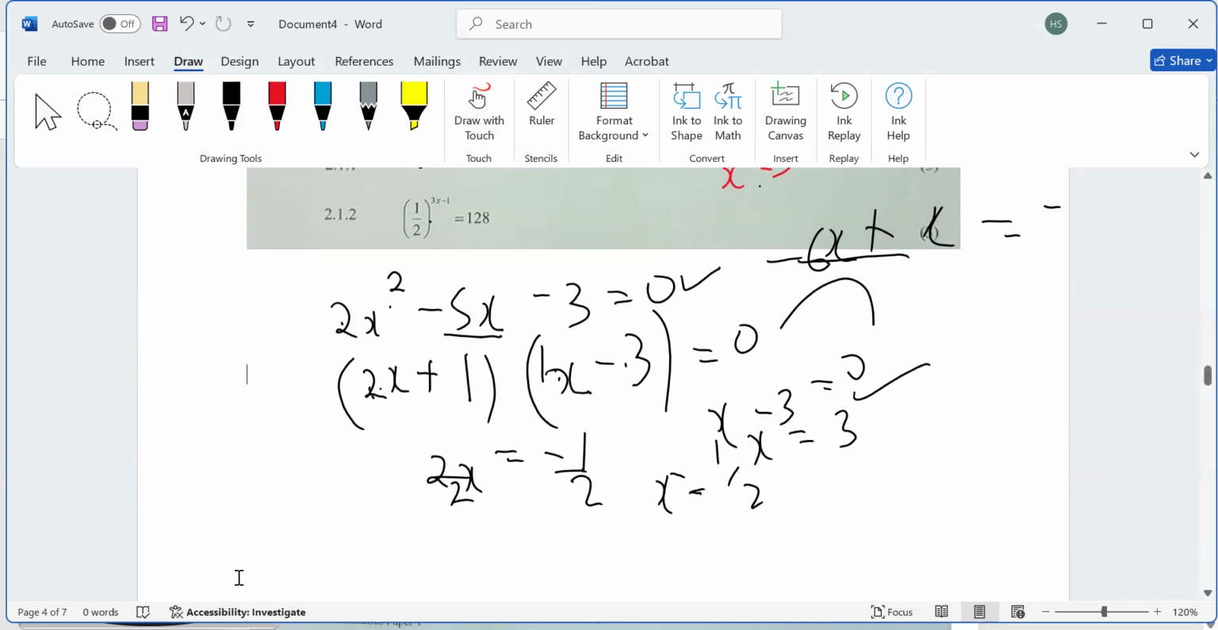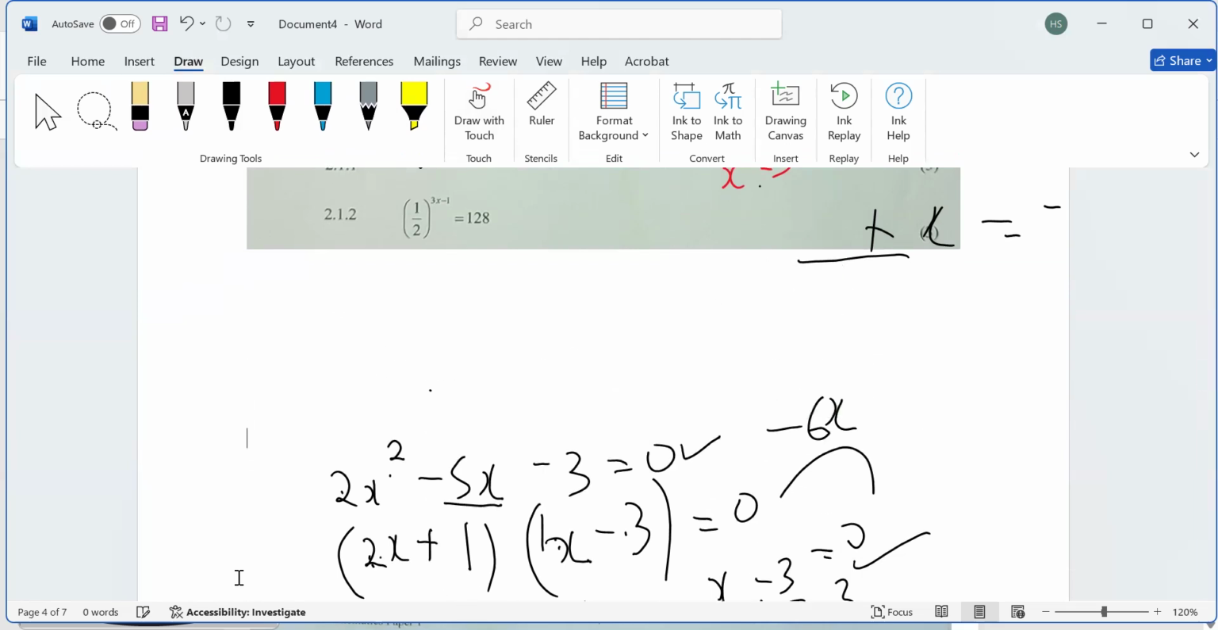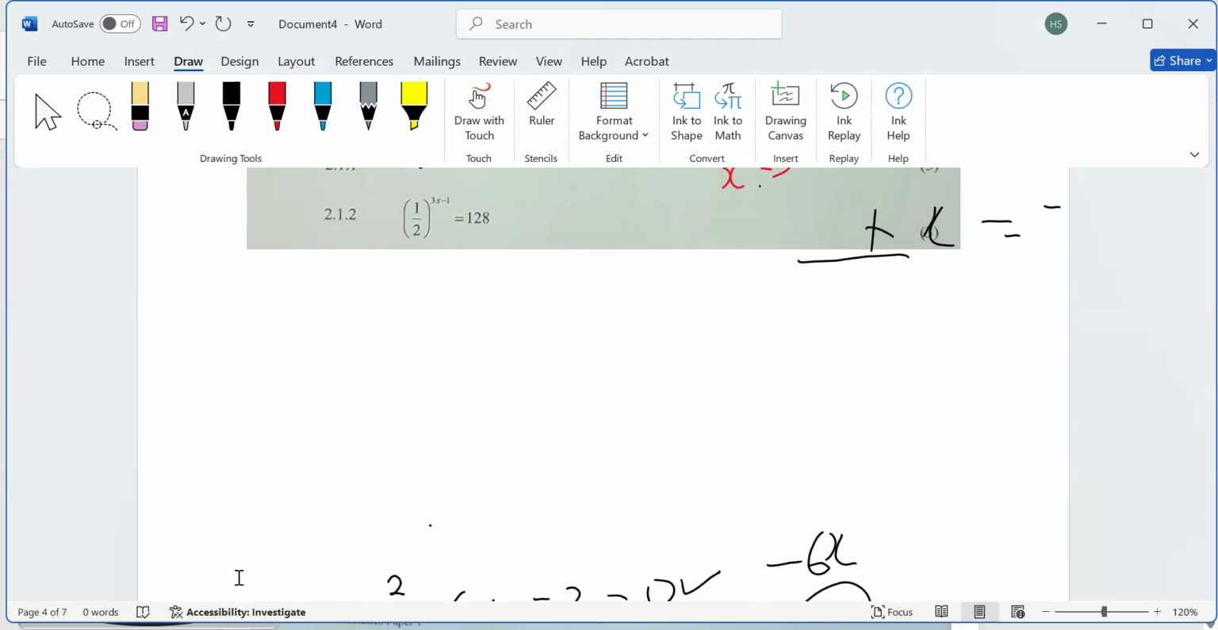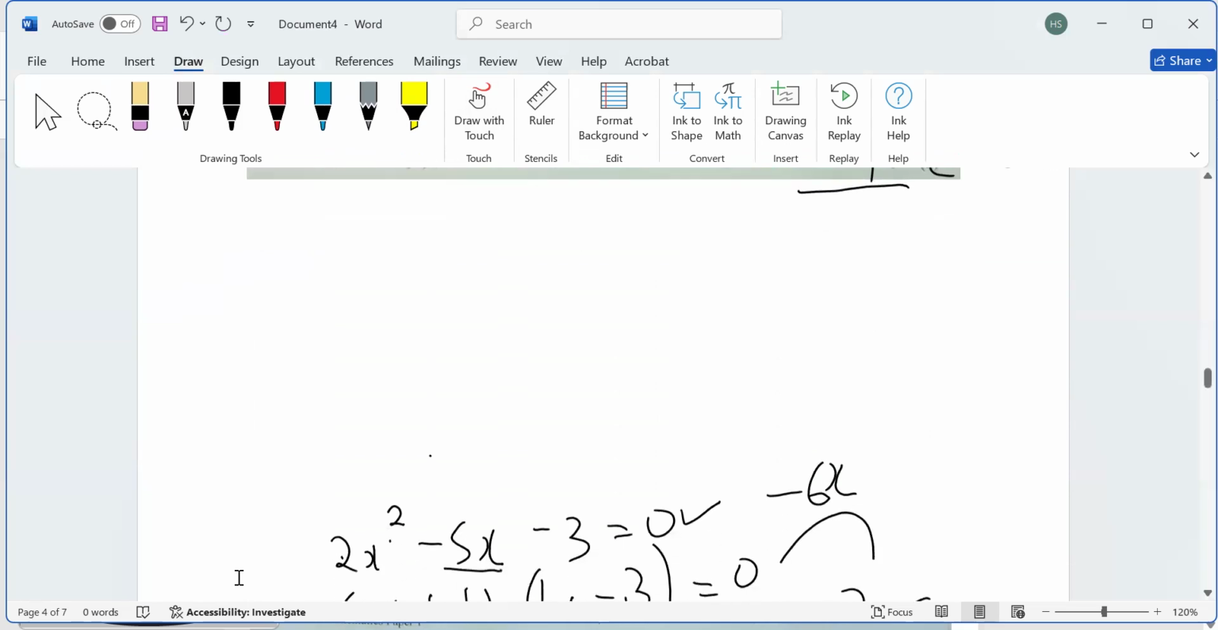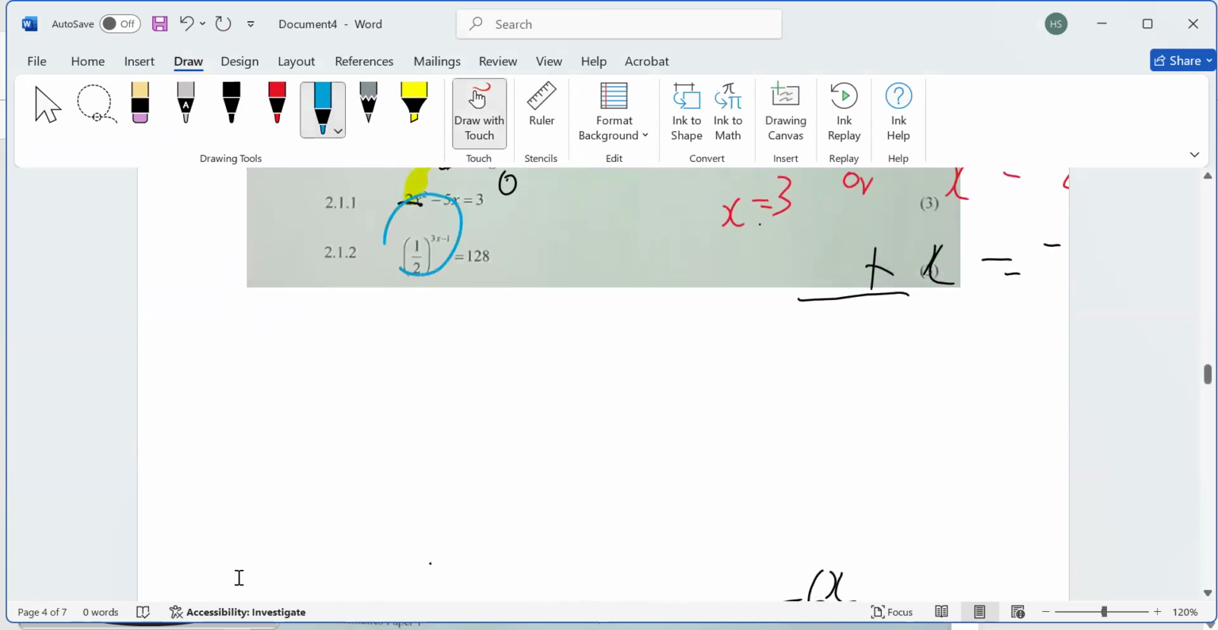2.1.2, it's an exponent. When you're dealing with exponents, the bases should be the same, especially when you're dealing with an equation. So what are we going to do here? We have this part here, which is 1 all over 2. Now, this 1 all over 2 with base 2, we are going to write it as 2 to the power minus 1. And then you still have 3x minus 1.